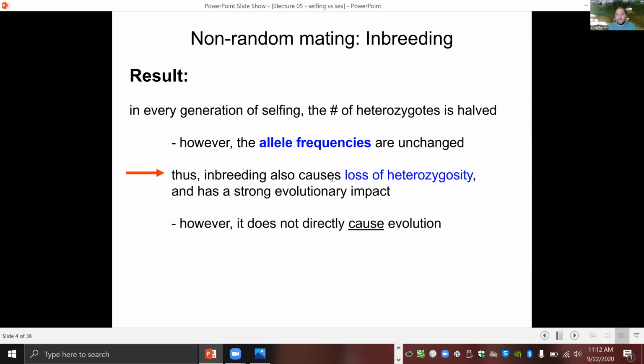So inbreeding causes a loss of heterozygosity, but that in itself can have a very strong evolutionary impact. But in and of itself does not cause evolution, right? There can be evolutionary consequences of loss of heterozygosity through inbreeding, through what we're going to call inbreeding depression, but it in and of itself does not directly cause evolution. There's no change in allele frequency in this case.